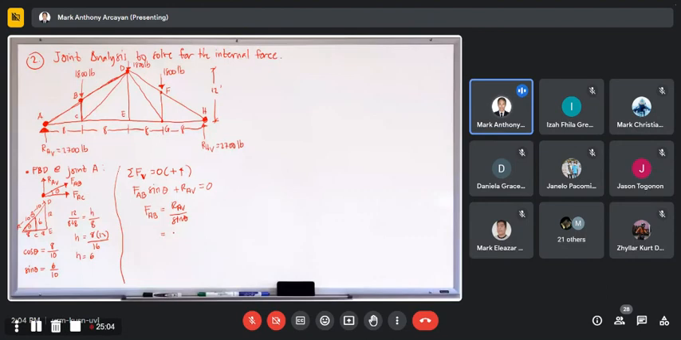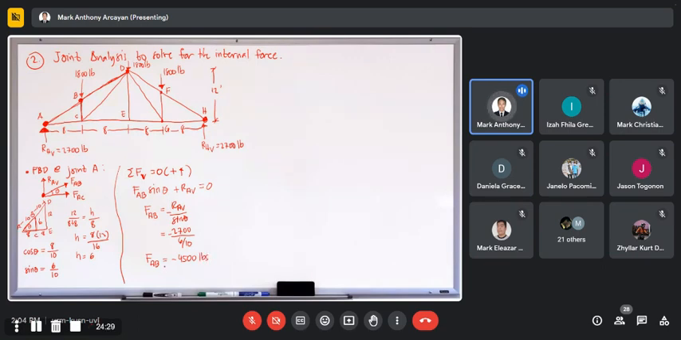Substitute, RAV is 2,700 over sine theta. We already got sine theta, that's 6 over 10. So FAB is equal to 2,700 divided by 6 over 10. You get a negative, because of the transposition. So negative 4,500 pounds.